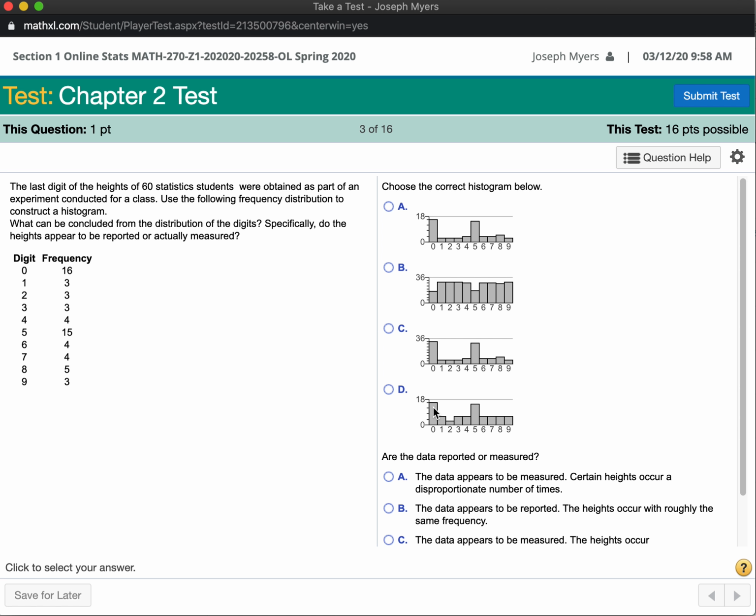Now, according to D, 6, 7, 8, 9 are all exactly the same. According to A, 6 and 7 are the same. 8 is slightly higher and 9 is slightly lower. So therefore it must be A.